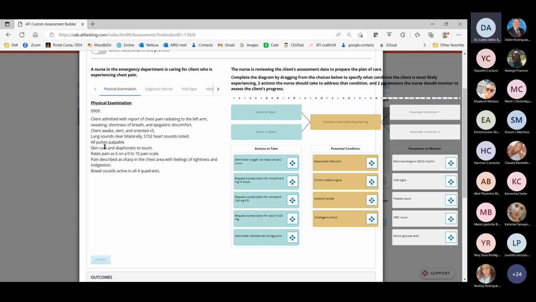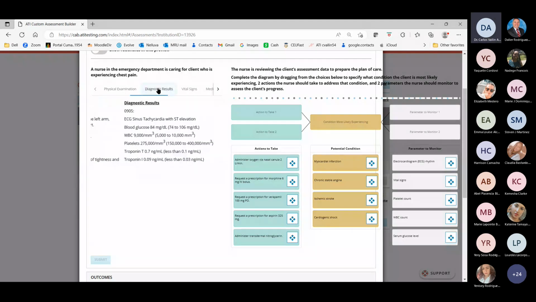Skin cool, no good. So this is activation of the sympathetic nervous system, and diaphoretic to touch. Diaphoretic means sweating a lot, which is a characteristic of the ischemic chest pain. Rates pain 6 on 10, so it is moderate to severe. Pain described as sharp. This is not classical of ischemic pain, to be sharp. Maybe it's to confuse us. Sharp in the chest area with feeling of tightness. It is compatible with ischemic heart disease and indigestion. Frequently, the patient complains of indigestion when they have angina. Bowel sounds active in four quadrants. Okay, we can survive with that.